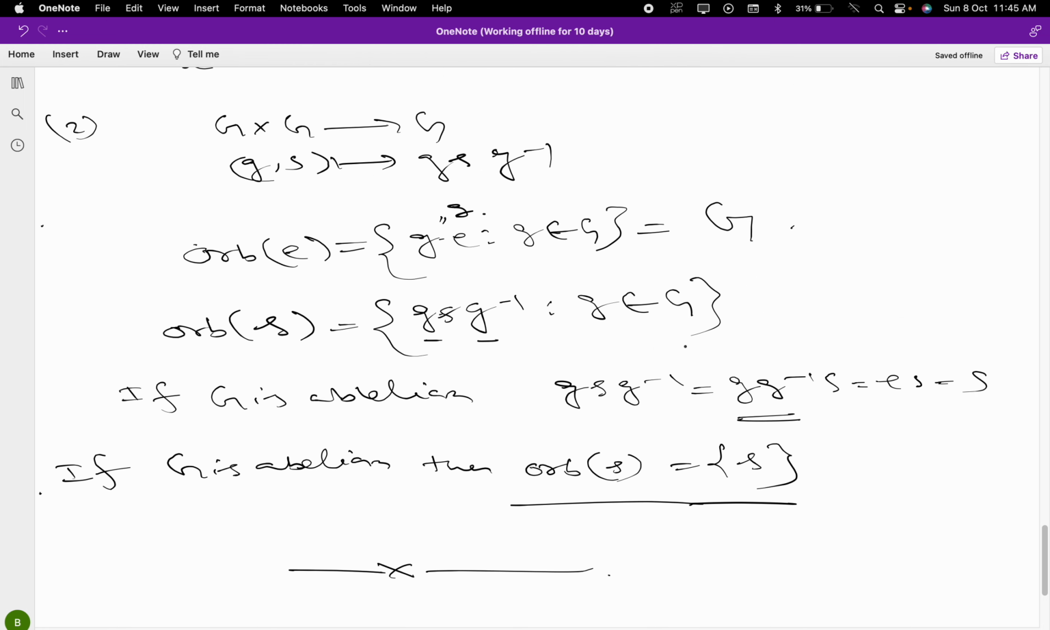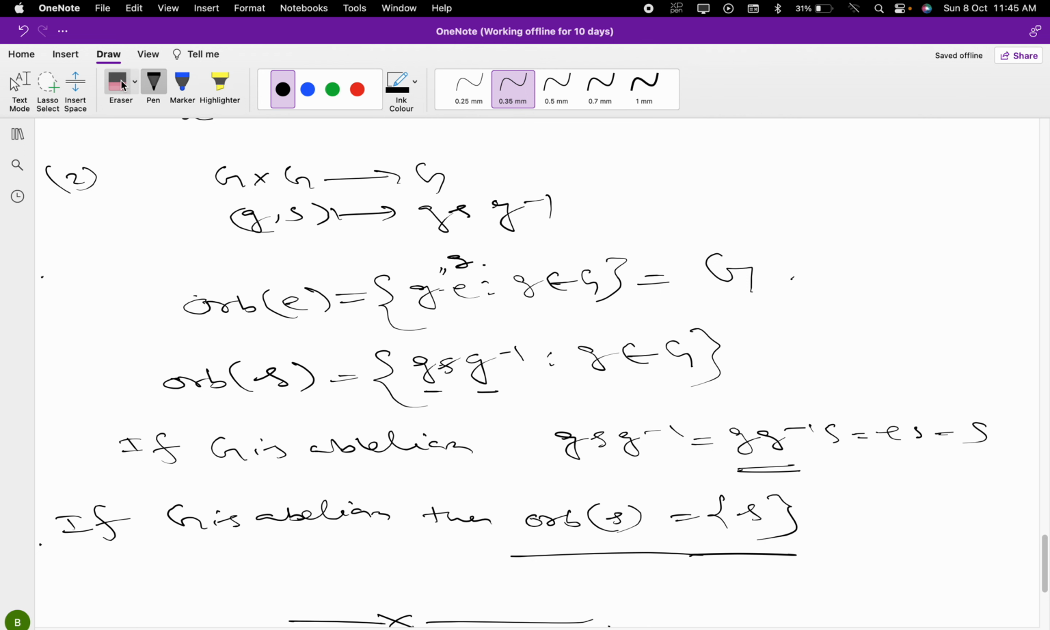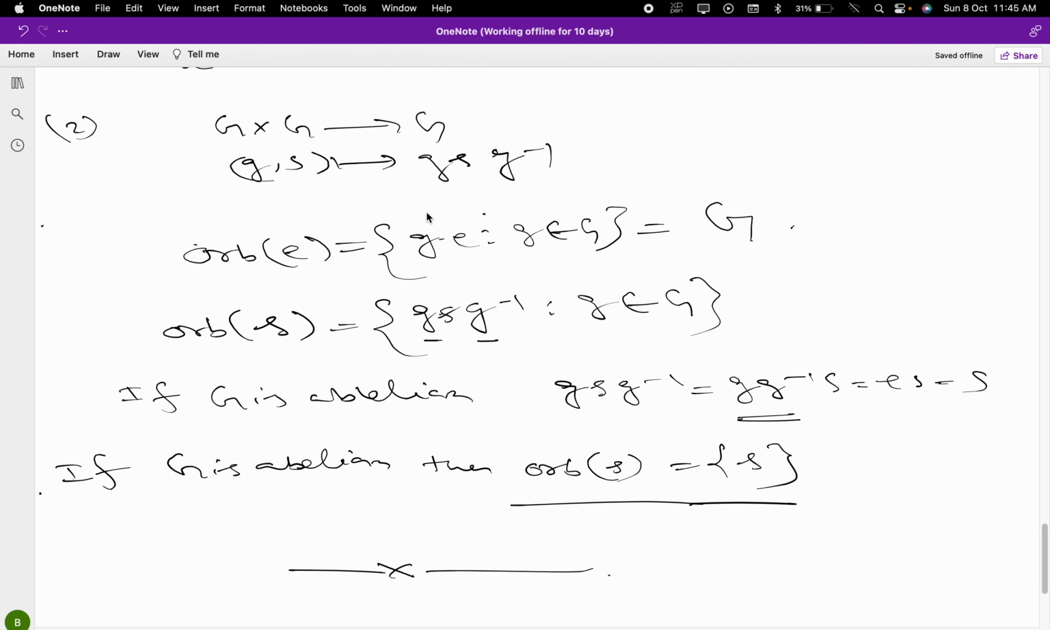So the orbit of any element, if G is abelian, do you know why? Of course, because g will commute inside G, and we are only left with s, right? So there is nothing to vary, because g and g inverse will give us the identity, and the identity times s is of course s. And why this is e: g dot e is actually g e g inverse, and e g inverse is actually g inverse, so g g inverse is actually e.